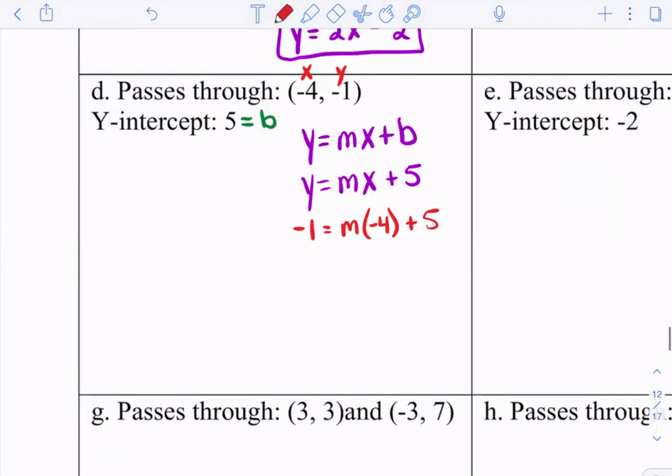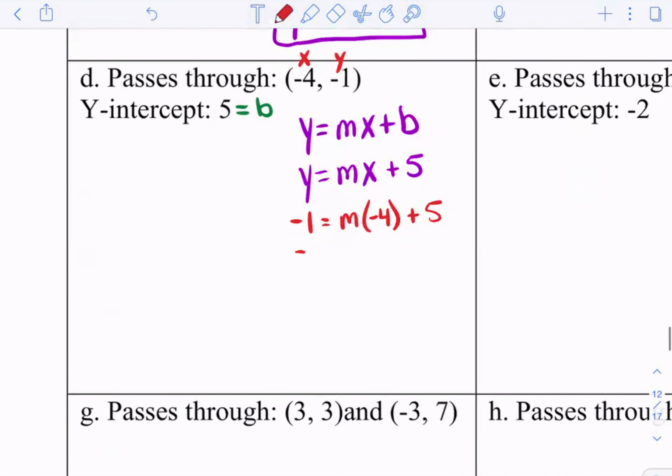I like to rewrite that as negative 4m. Then it's more recognizable, and I can solve for m. Subtracting 5 from both sides. Now we can divide both sides by the negative 4.